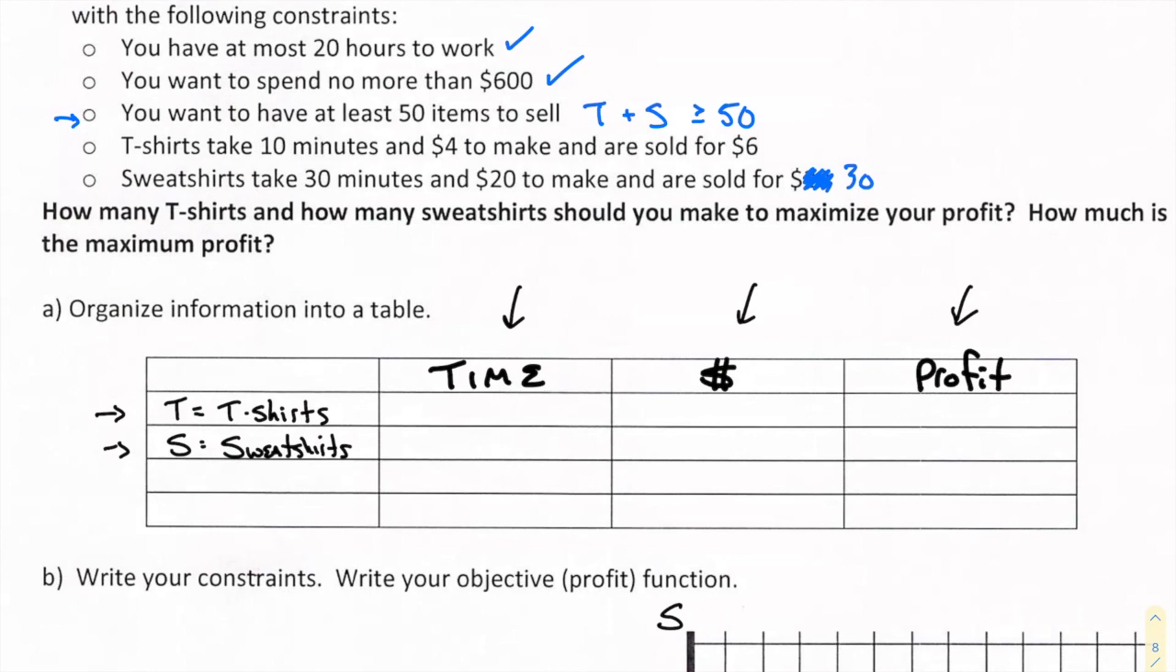The next thing I have, t-shirts take 10 minutes. So every t-shirt takes 10 minutes, so 10 times the number of t-shirts. That would be in minutes. If you want to do it in hours, 1/6 T would be the same thing. And $4 to make, so every T is $4, so 4T over here. And they are sold for $6, so the profit is 6T.